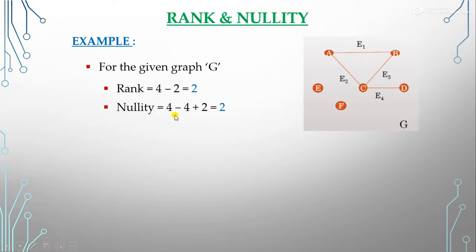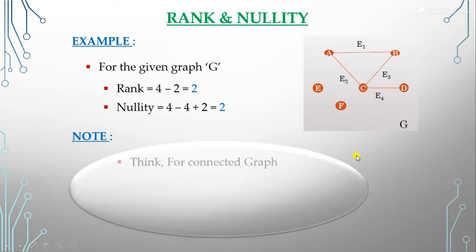Now nullity: E is the edges, 4 edges are there, minus N, the 4 vertices, plus K, which is 2 here, the 2 components of this graph. So this is 4 minus 4 plus 2, it becomes 2. So the rank and nullity of this graph are 2 and 2. Now one point here, this is for the disconnected graph.